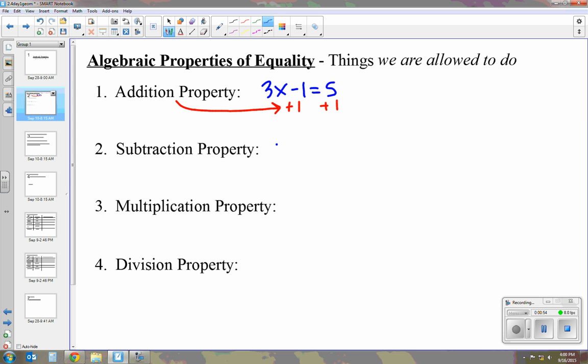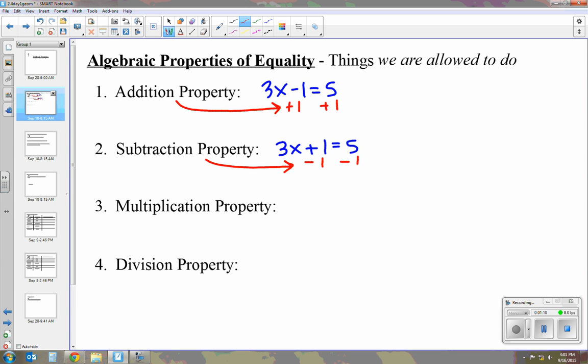Let's do the next one. Let's say we have something like 3x plus 1 equals 5. For this one, since we have a positive 1, we would subtract 1 on both sides to start solving for x, and that is our subtraction property of equality.